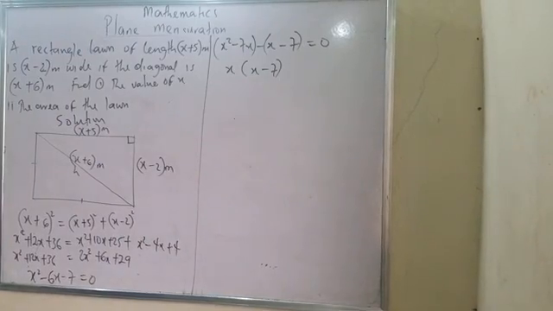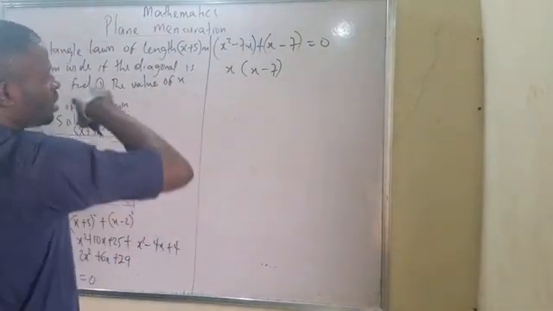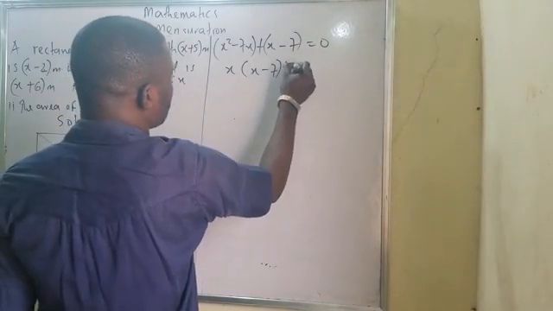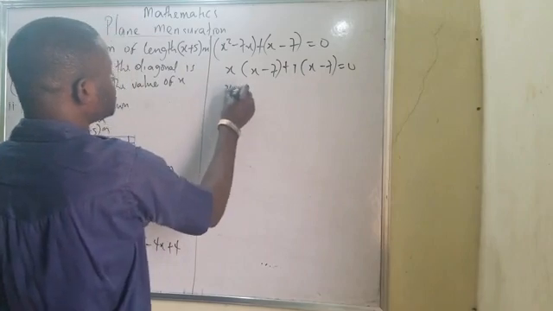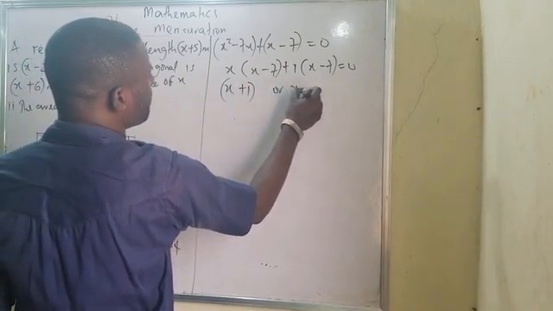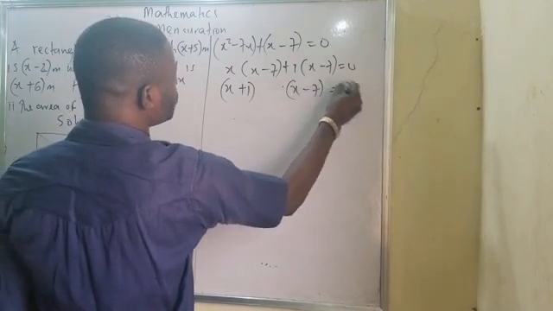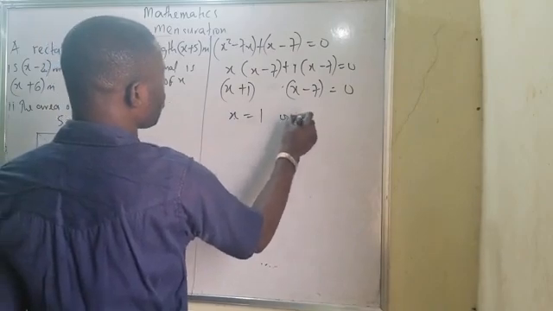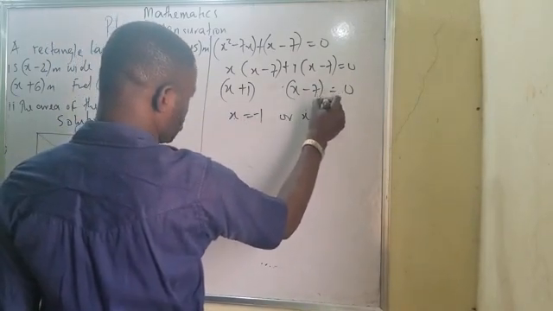Okay. Plus 7 minus 6. I made a mistake there. Sorry, it will be plus x. This one will be plus. Now, I have plus of 1 bracket of x minus 7 equals to 0. x plus 1 or x minus 7 equals to 0. x equals to minus 1 or 7.